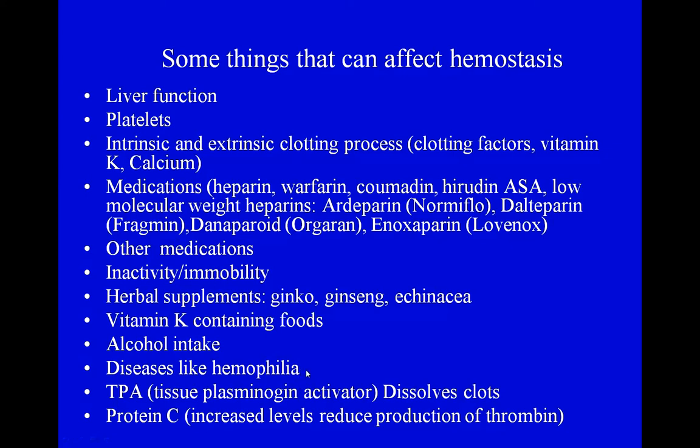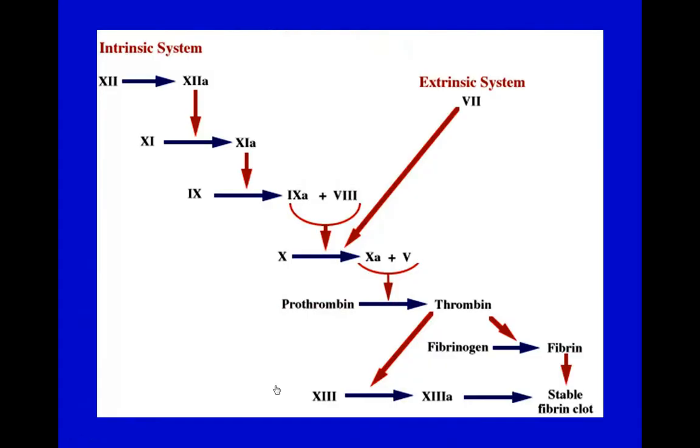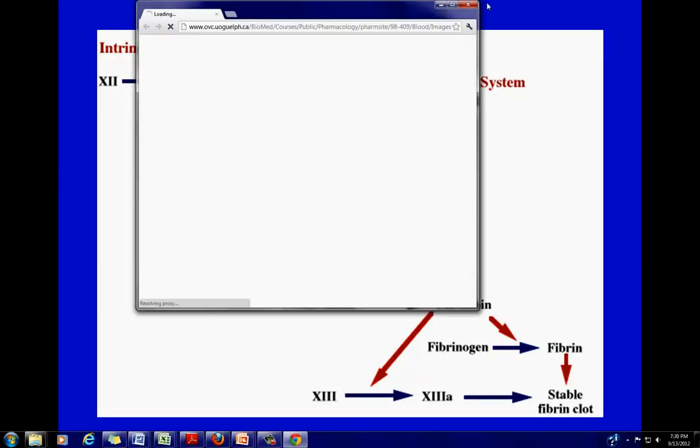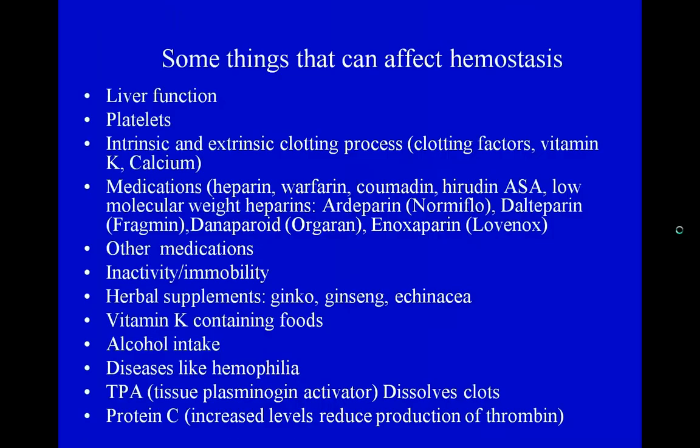Hemophilia is a condition where we have a lower ability to clot. Tissue plasminogen activator. So let's go back to that and see what plasminogen did. And I guess I don't have it in this picture. Well, we're not going to worry about it then. But that tissue plasminogen activator is something that actually dissolves a clot.